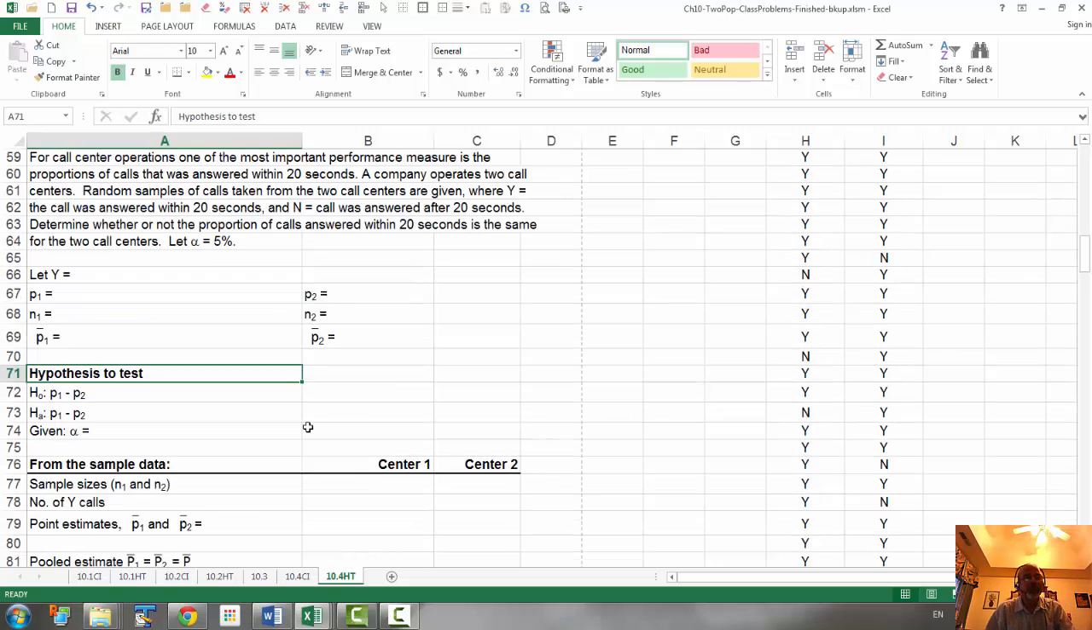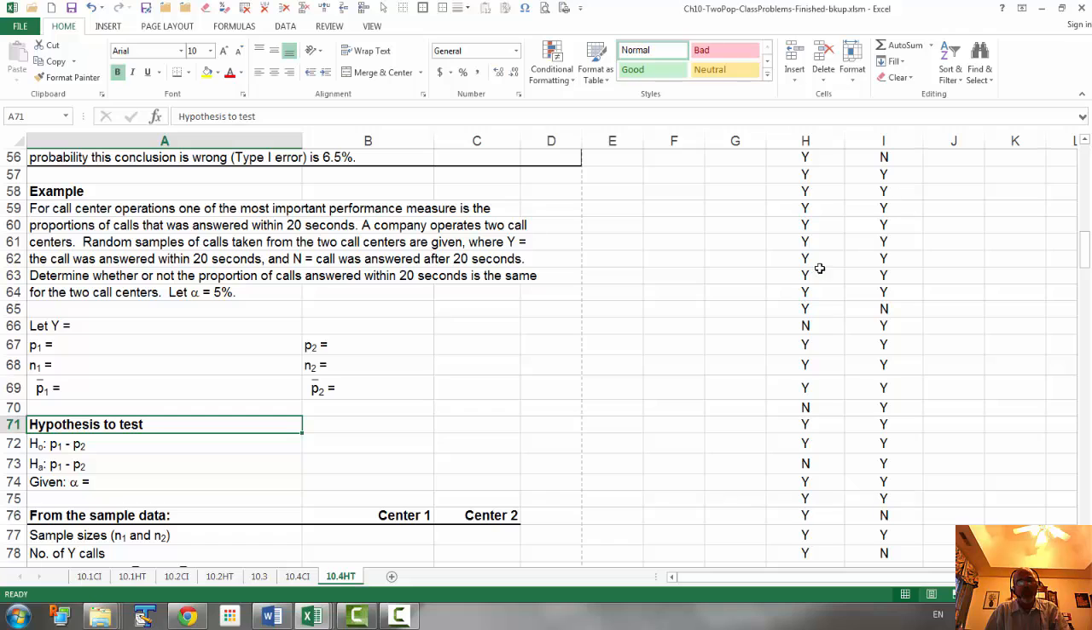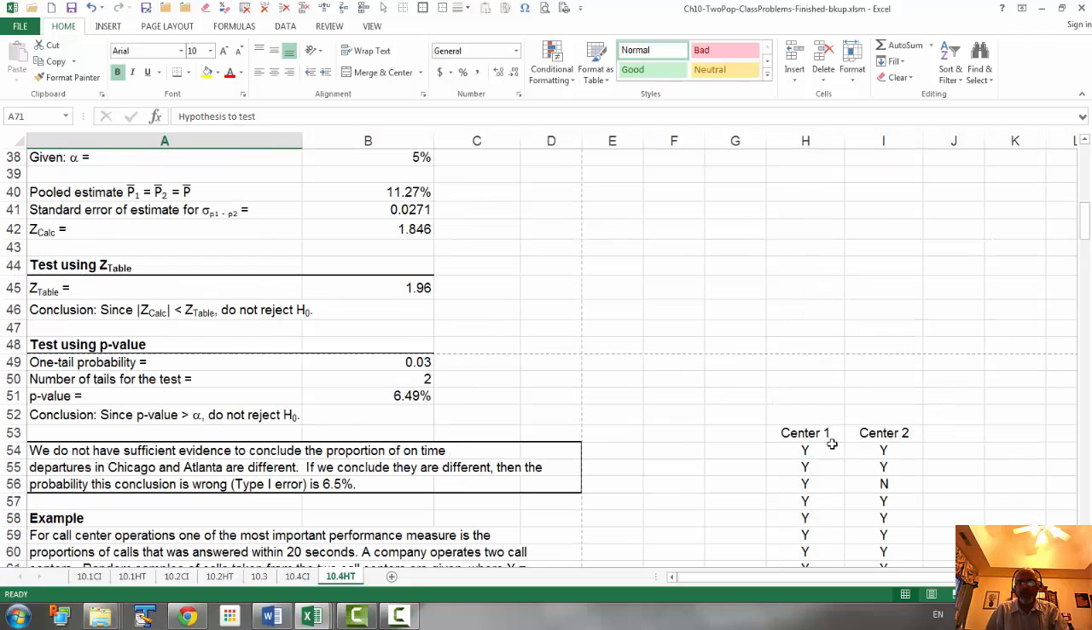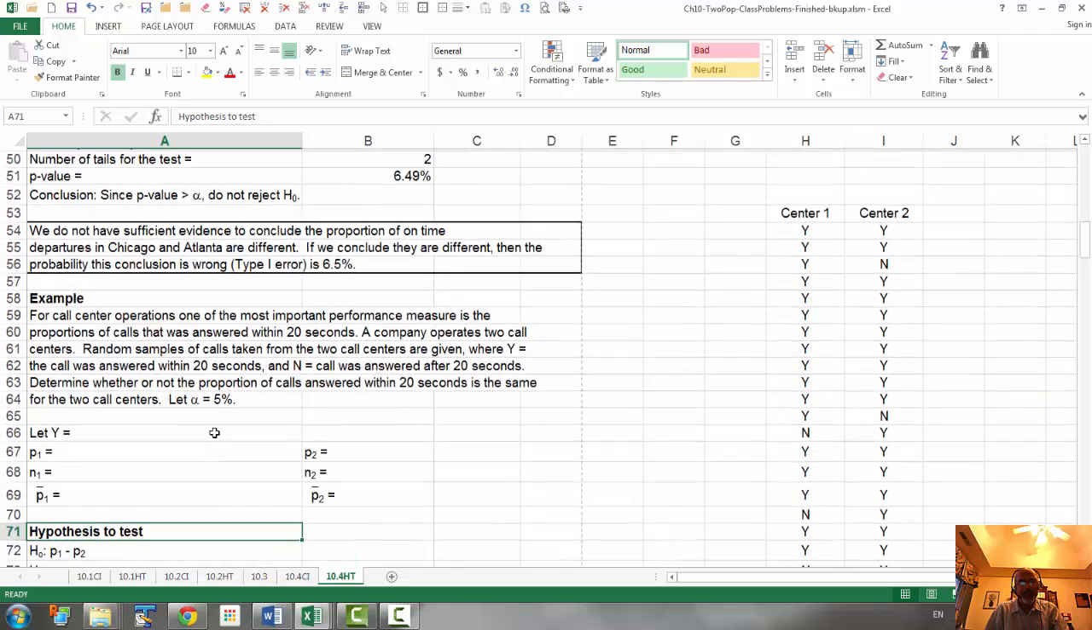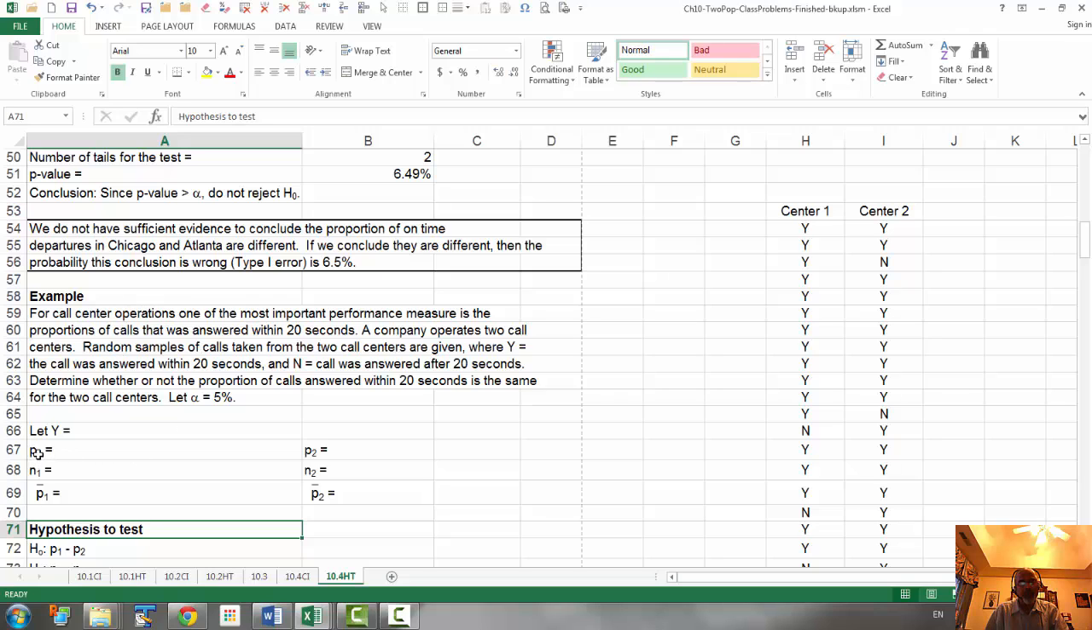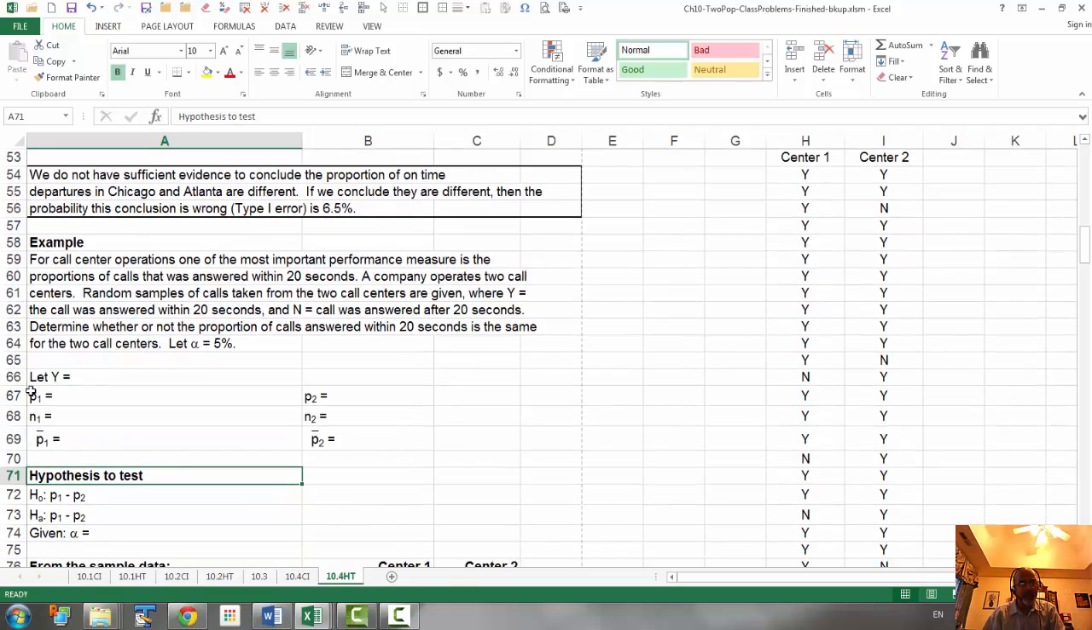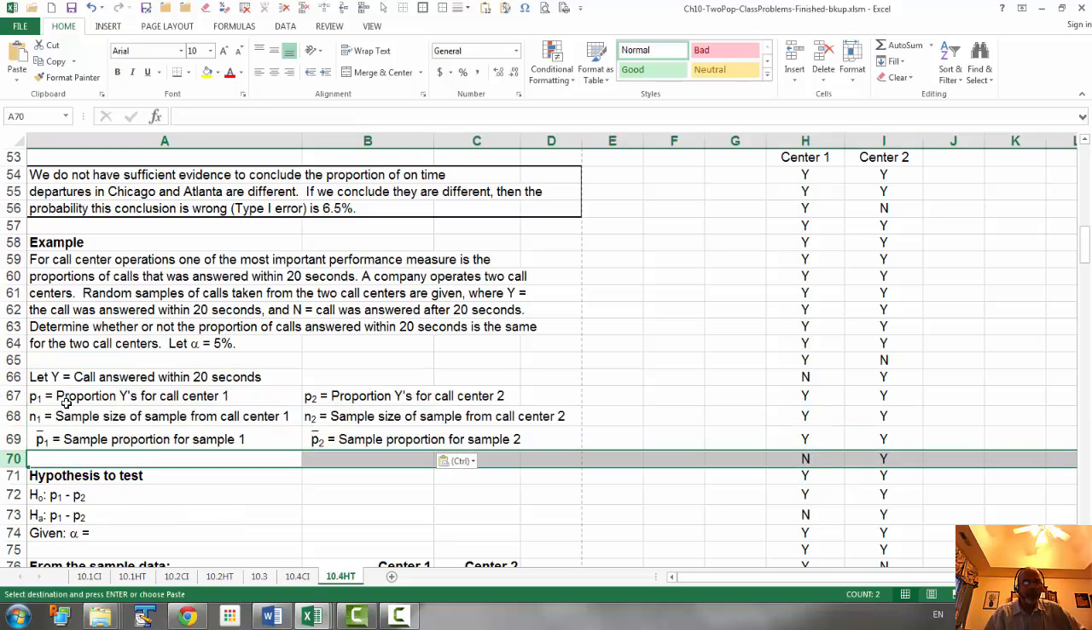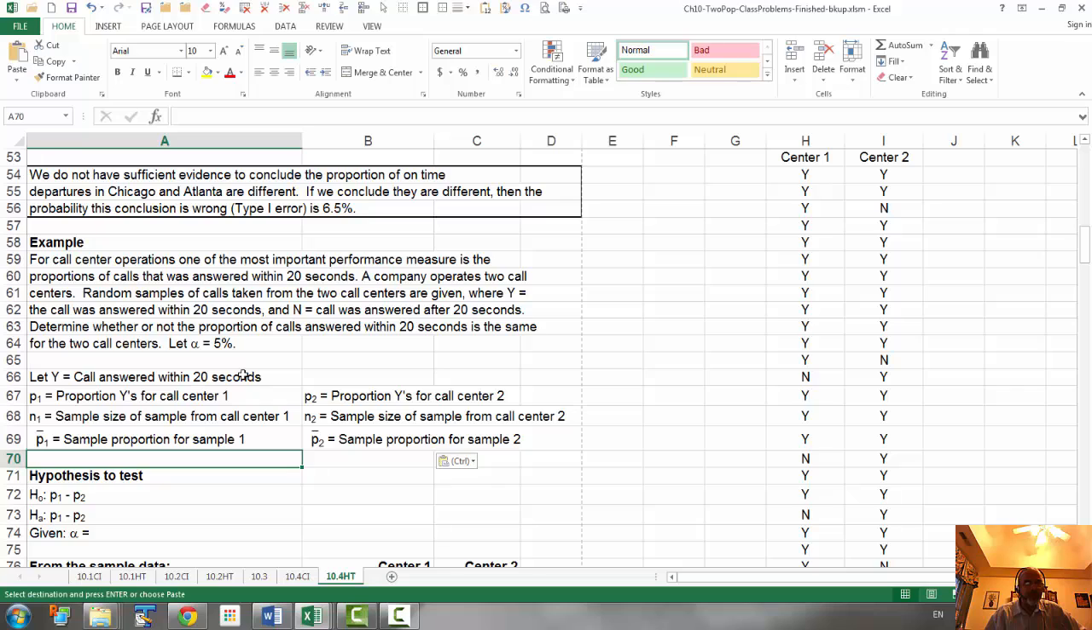Now let's do a hypothesis test if we have raw data given, the same problem like we did in confidence interval. We have two call centers and we want to test whether the proportion of calls answered within 20 seconds is different or the same for the two call centers. So let's define these parameters exactly like how we defined them in the confidence interval case. Okay, so Y is calls answered within 20 seconds.